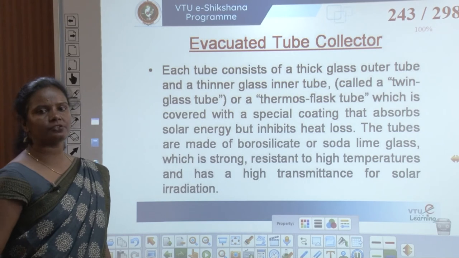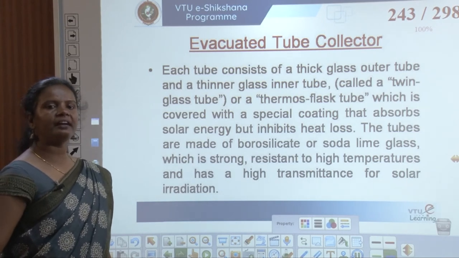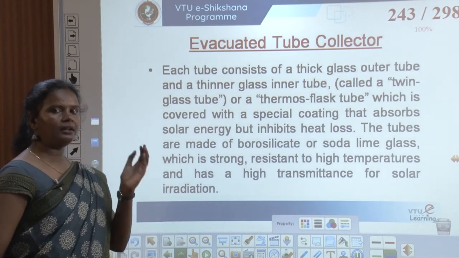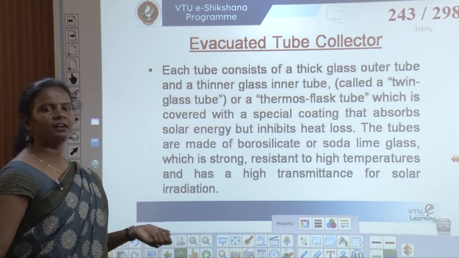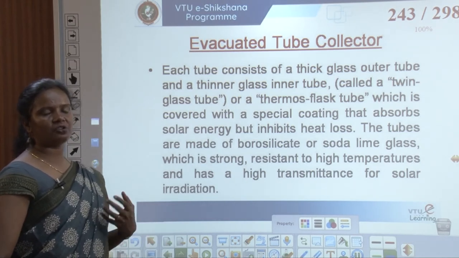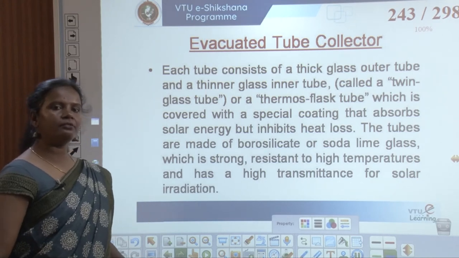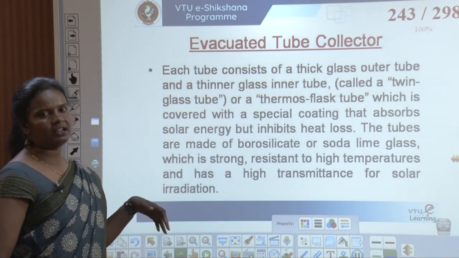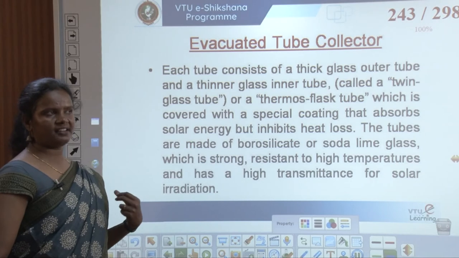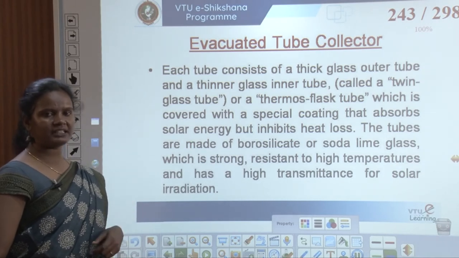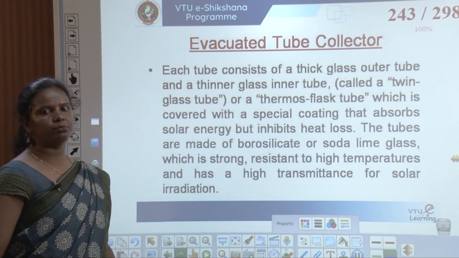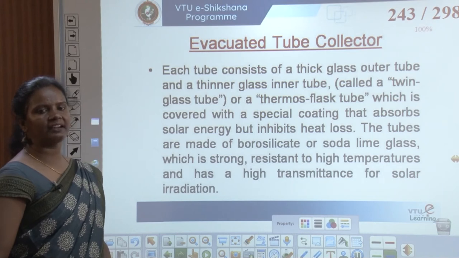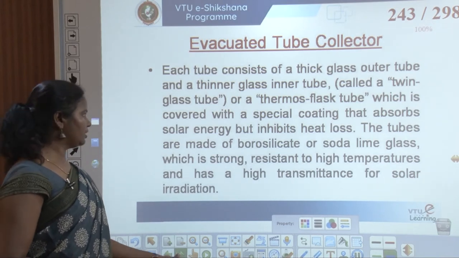Each tube consists of a thick glass outer tube and a thinner glass inner tube, so it is a twin glass tube. Basically it is a twin glass tube, thick outer glass and thin inner glass, or a thermoflask tube. It can also contain a direct thermoflask tube, which is covered with a special coating that absorbs the solar energy, or solar heat, but inhibits heat loss. The tubes are made of borosilicate or soda lime glass, which is strong, resistant to high temperatures and has a high transmittance for solar irradiation.